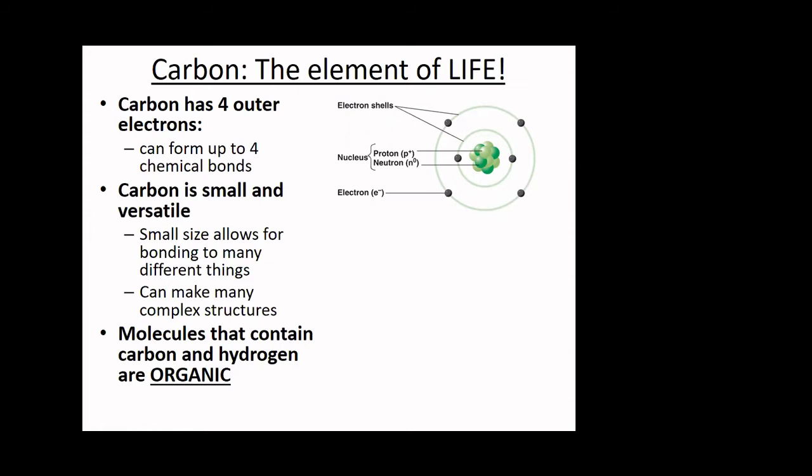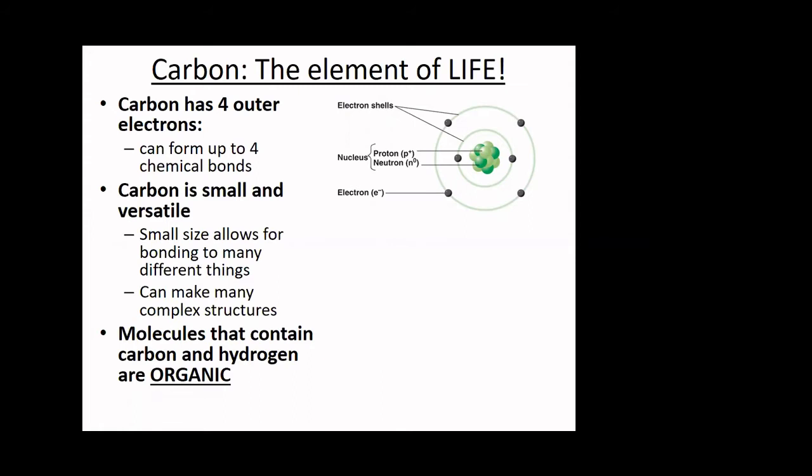Well, carbon is very small, so its size allows it to be bonded to many different things and many different molecules. And the fact that it can pair up with 4 different partners at the same time means that it can make some very complex structures. Okay, so carbon is small and versatile, and it likes to share electrons, so it likes to make chemical bonds in these big molecules, and that makes it really conducive to life and living things.